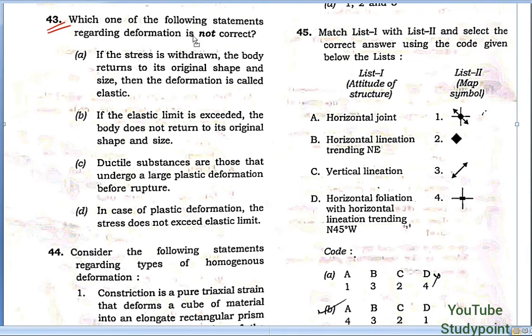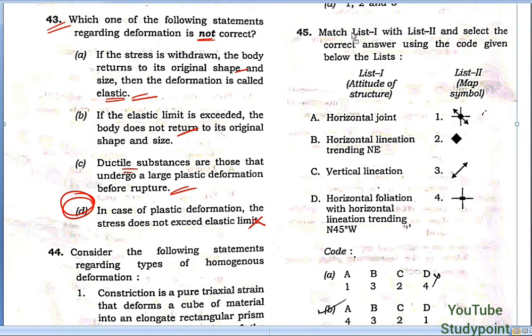43. Which one of the following statements regarding deformation is not correct? Given options are: if a stress is withdrawn, the body returns to its original shape and size, then the deformation is called elastic. This is right. Next, if the elastic limit is exceeded, the body does not return to its original shape and size. This is right. Ductile substances are those that undergo a large plastic deformation before rupture. This is also right. Next, in case of plastic deformation, the stress does not exceed the elastic limit. This is wrong. Stress may exceed the elastic limit. The right answer is option D.